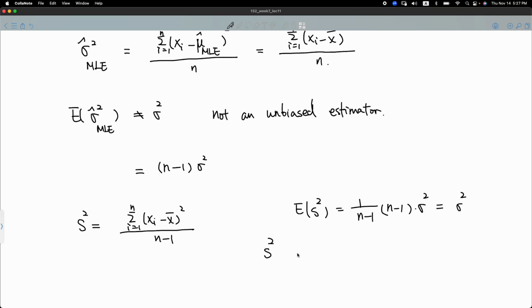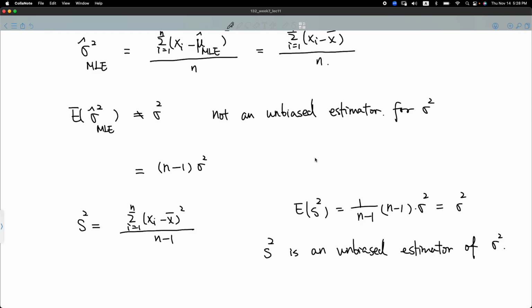So we can say that S squared is an unbiased estimator of the true value sigma square. The conclusion here is that the maximum likelihood estimator is not an unbiased estimator for sigma square, but the S square that we define in this way is an unbiased estimator of sigma square. Okay, so that is what we have from last time.